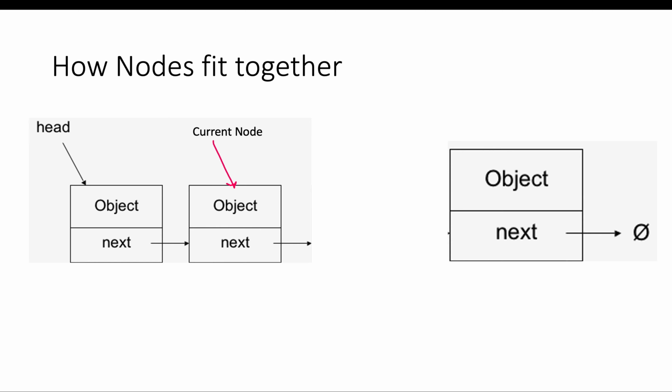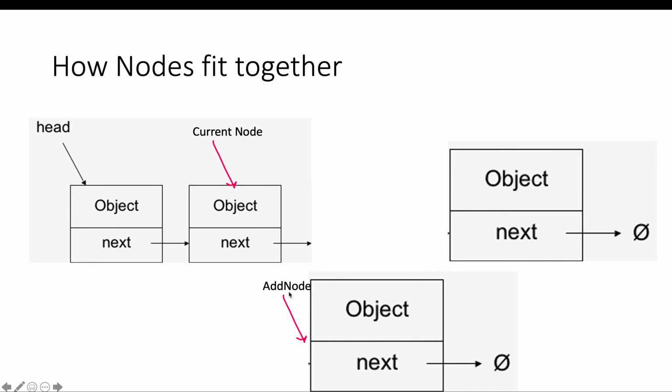Okay? Current node keeps moving. Now let's say index was equal to 2. And what we did was we used a for loop and we traversed current node equals current node dot next until we got to the point where we wanted to. We're at the end of our loop. Now, how do we add a node?